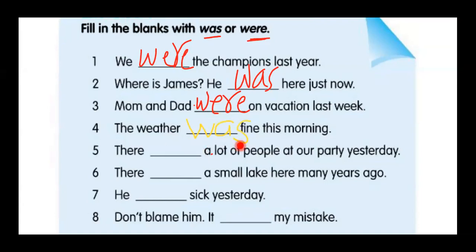The weather was fine this morning. Very good. There dash a lot of people at our party yesterday. There were a lot of people at our party yesterday. Next sentence: there dash a small lake here many years ago. There was a small lake, because here lake is singular. Very good.